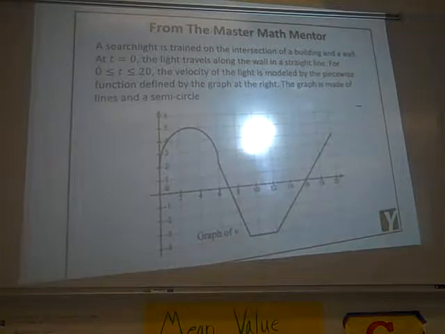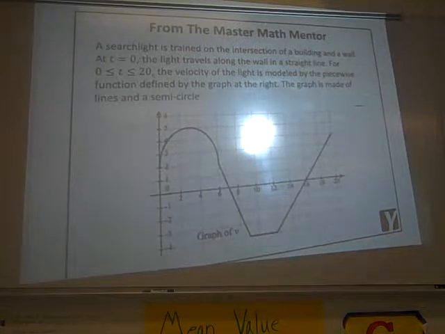So the situation is we have a searchlight trained on the intersection of a building and a wall. At time t equals 0, the light travels along the wall in a straight line. For 0 less than or equal to t less than or equal to 20, the velocity of the light is modeled by the piecewise function defined by the graph below. The graph is made up of lines and a semicircle.